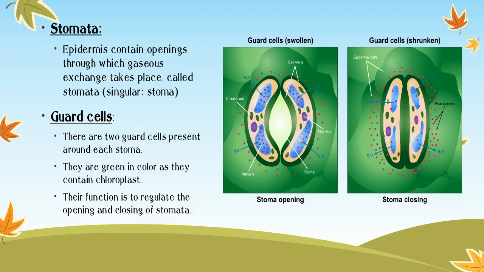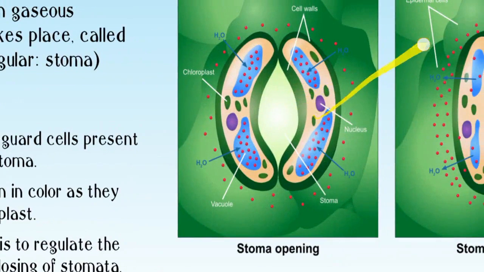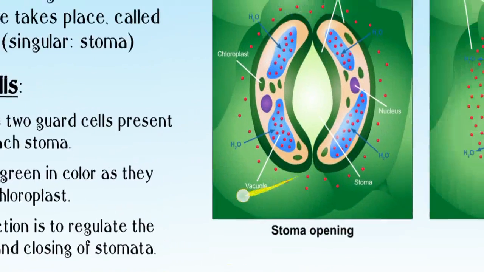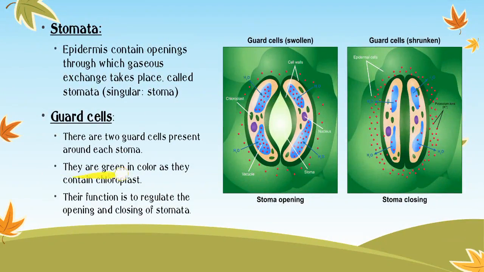Guard cells. There are two guard cells present around each stoma. Here you can see in this diagram, the central part is the stoma, and this is the guard cell, and here is the other guard cell. These two guard cells surround the stoma and they are green in color because they contain chloroplasts, and chloroplast is green in color. That's why guard cells are also green in color.